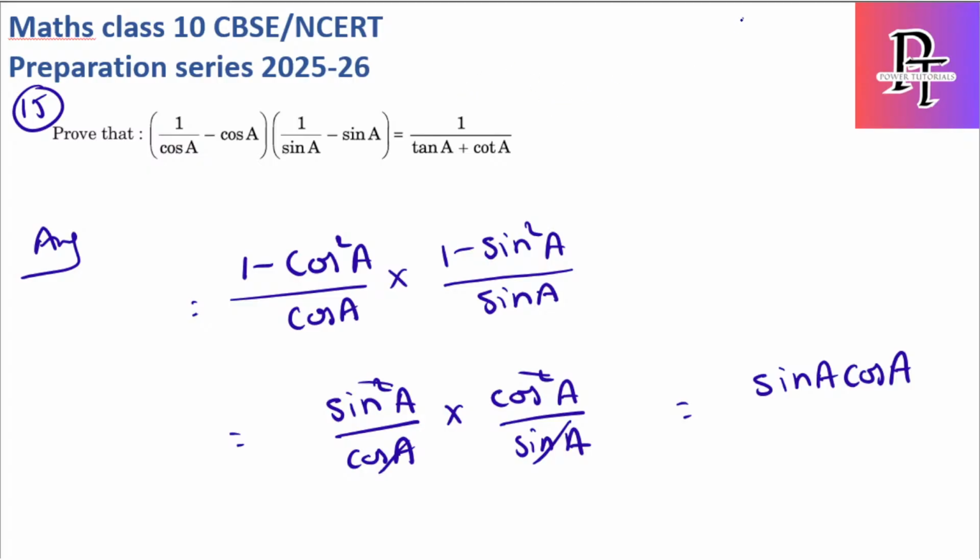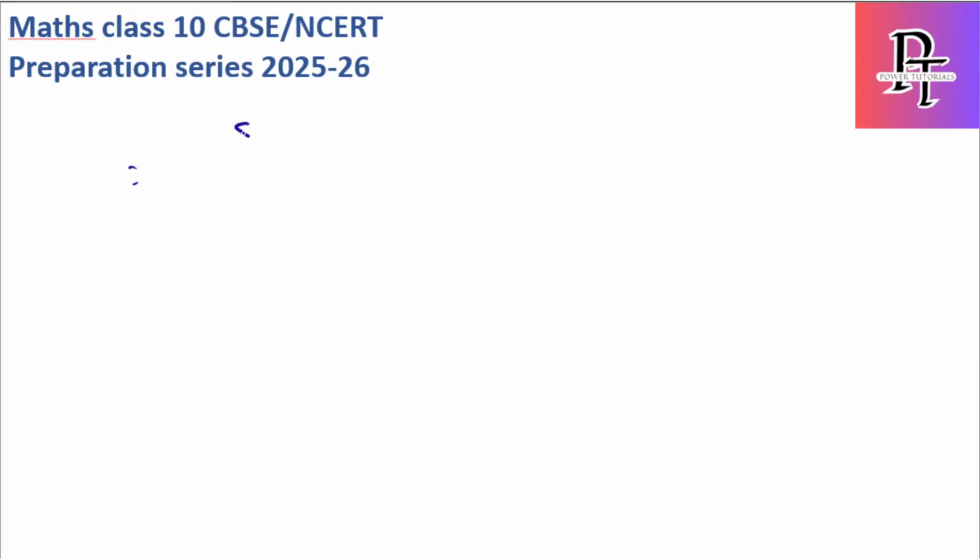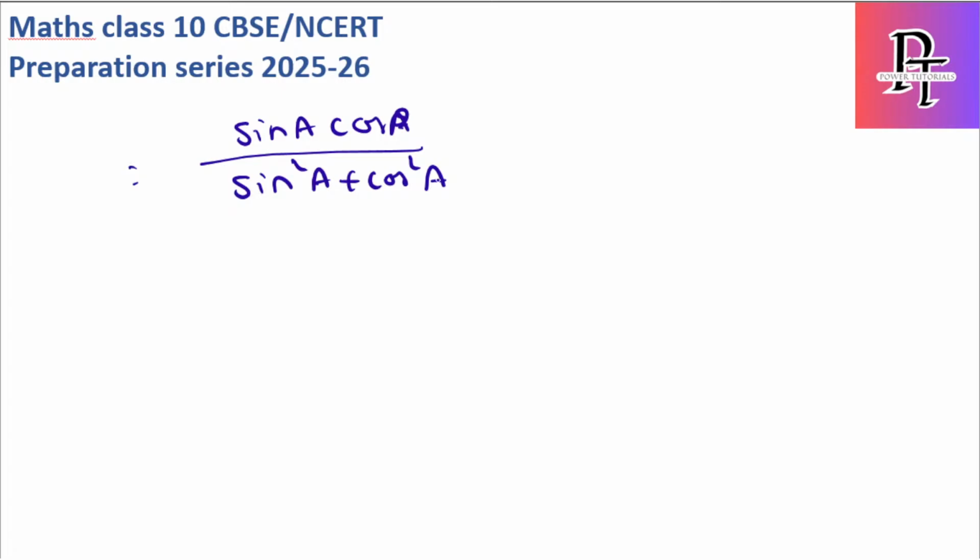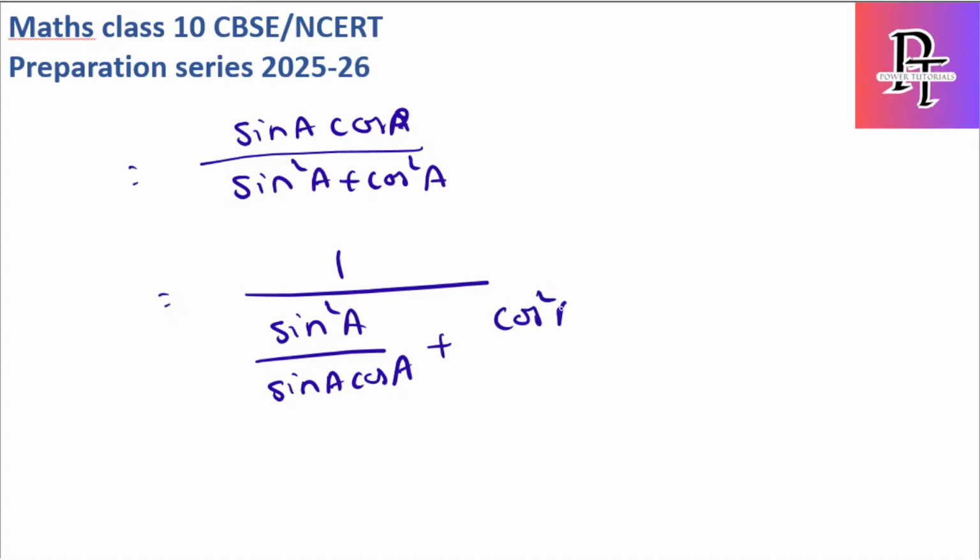Okay, tan a plus cot a is sin by cos plus cos by sin, which gives sin square plus cos square. Okay, so what I will do is I will write sin a cos a by the denominator as sin square a plus cos square a, because sin square a plus cos square a is 1. Now I will move these two to the denominator terms, then we can get what they are asking in the question. So this becomes sin square a by sin a cos a plus cos square a by sin a cos a, because the top can be moved to the bottom.